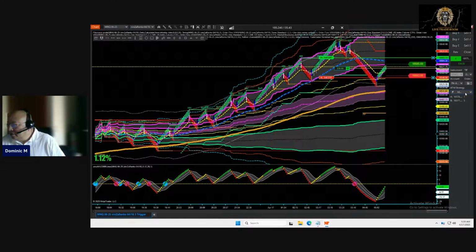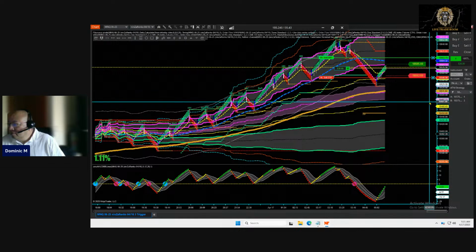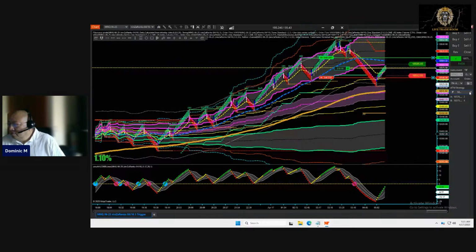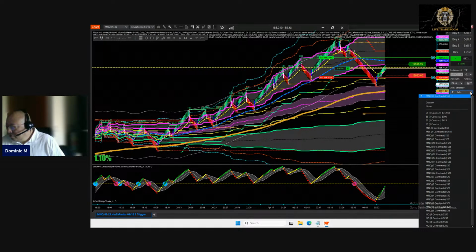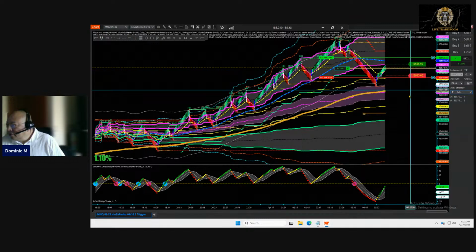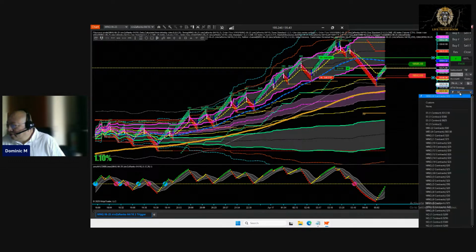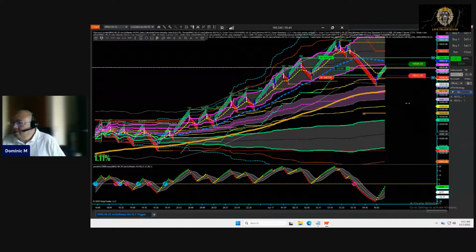What is this setting on here? I just want to see what my settings are on here, what I'm using. I have no idea. It's not showing me.